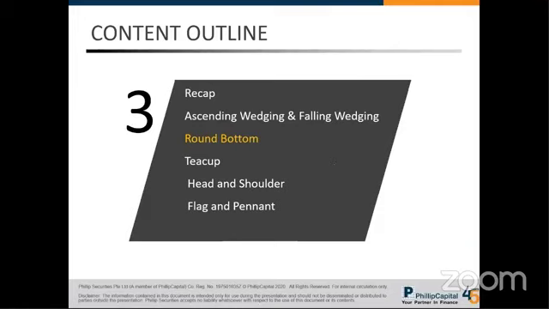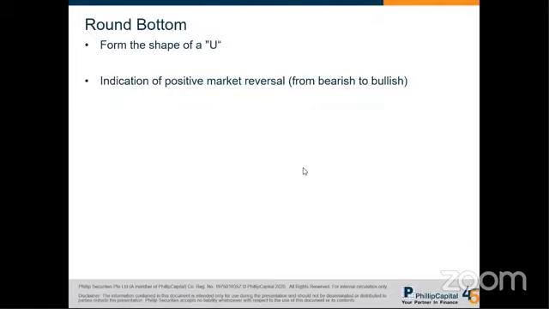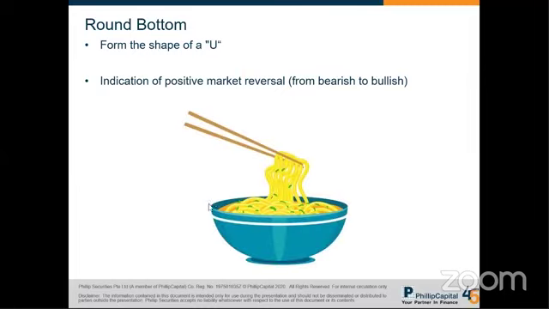So next one, we'll go to the round bottom. Round bottom and cup are quite similar. The round bottom, as the shape suggests, is a U shape, and it's an indication of a positive market reversal from bearish to bullish. You like to eat ramen, so you can see this is a round bottom, what we call a bowl shape.